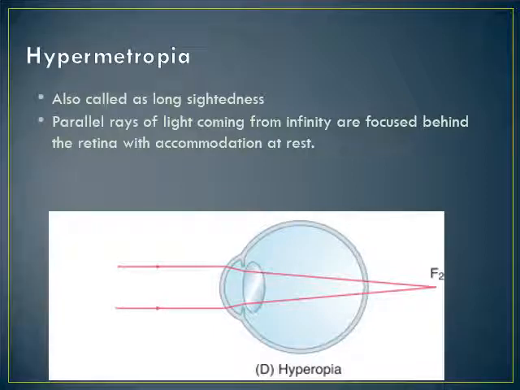It is also called long-sightedness, and myopia is short-sightedness. So it is opposite to myopia, where parallel rays coming from infinity are focused behind the retina when accommodation is at rest. In this diagram we can see the rays are focused behind the retina.